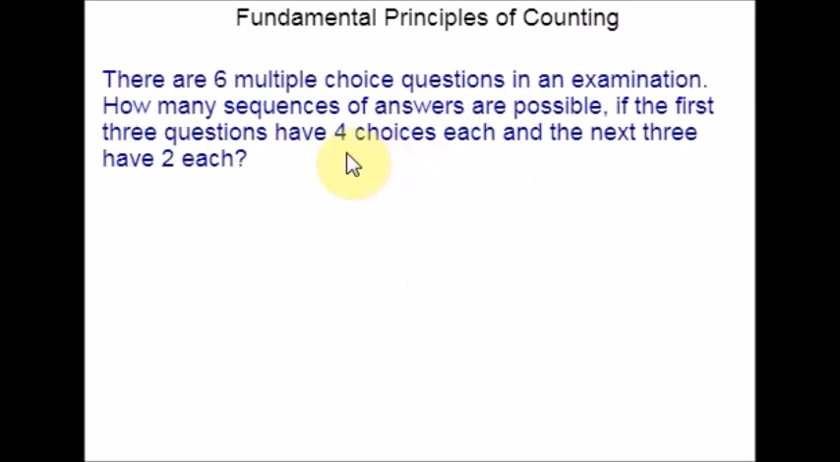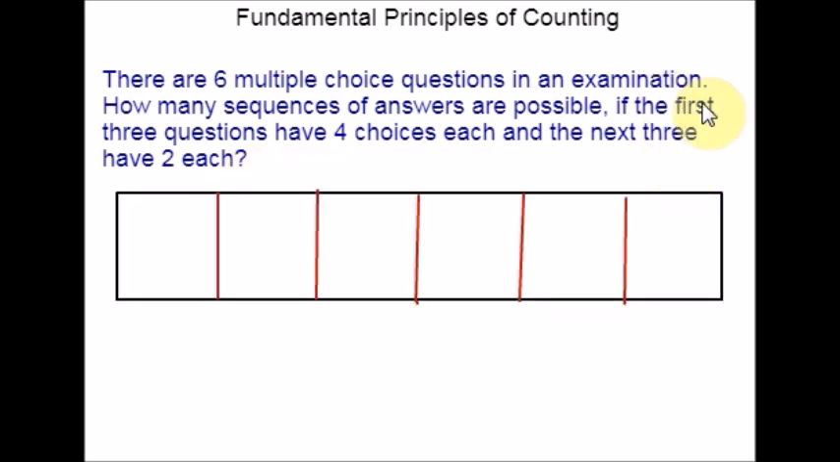Here is an interesting example. There are 6 multiple choice questions in an examination. How many sequences of answers are possible if the first 3 questions have 4 choices each and the next 3 have 2 each? Okay, so here we have to answer all the 6 questions. Am I right? If the first 3 questions have 4 choices, to answer the first question we have 4 ways. To answer the second question we have again 4 ways. To answer the third question we have 4 ways. Am I right? Okay. Now, the next 3 have 2 each. So, to answer the fourth question, we have 2 ways. Same for the fifth and sixth question: 2 ways, 2 ways, and 2 ways.